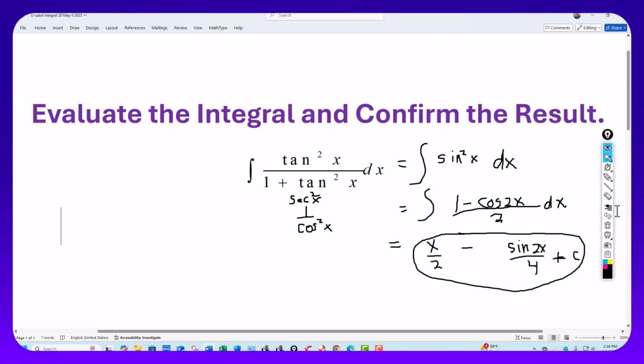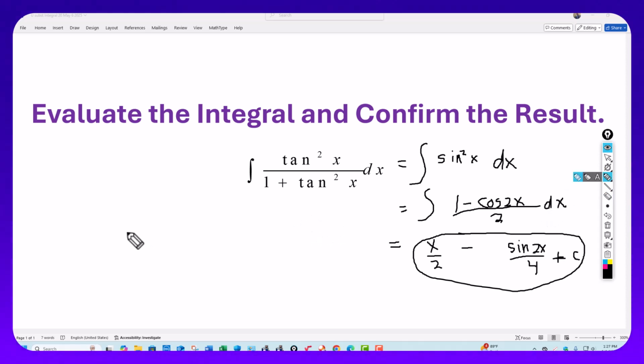Now to check it, we simply take the derivative of what we have here. And we have to get the integrand. I'll just do it over here. The derivative of x over 2 is 1/2. That's minus the derivative of sine, which is cosine of the angle. I have the 4 down here. And chain rule, derivative of 2x is 2. The constant of integration, of course, has a derivative of 0. And this reduces down to 1/2 here.